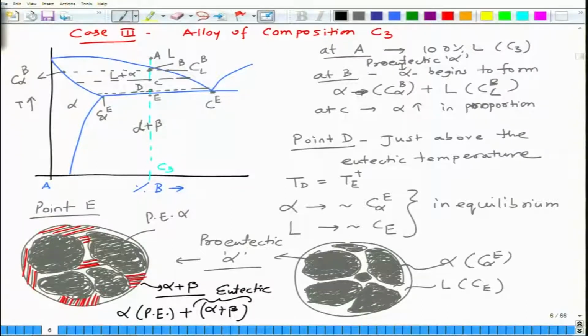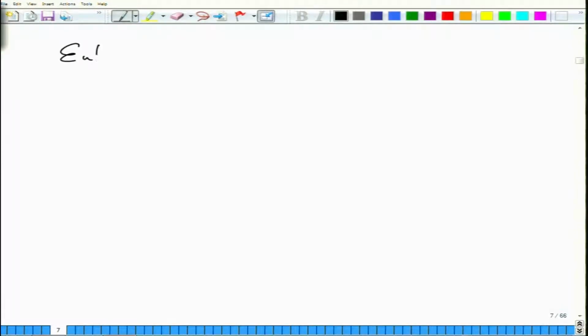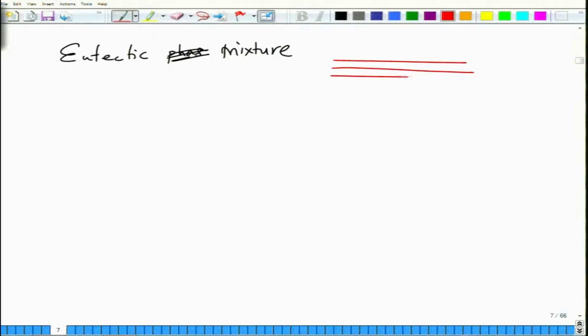Now, phase-wise both the alphas are the same, both are similar phases. This alpha is the same as this alpha. It is just that the morphology, the appearance of this alpha, is different from the appearance of the alpha present in the eutectic. So within the eutectic, well, eutectic is not a phase, it is a mixture. Within the eutectic mixture, you have these parallel plates of alpha and beta.